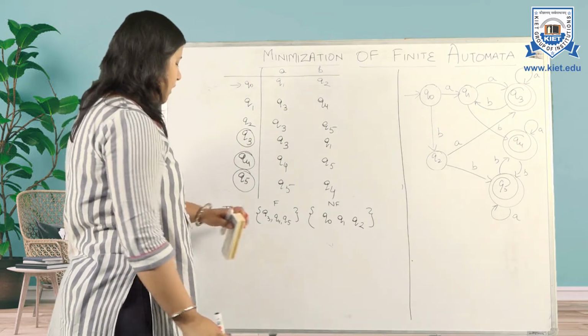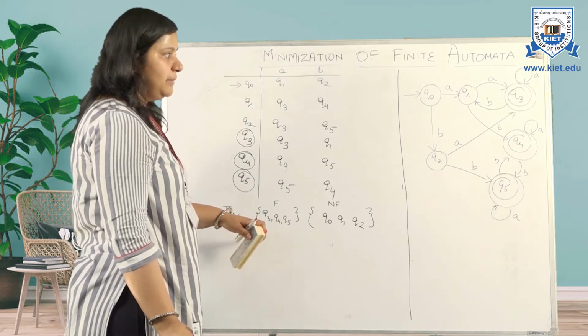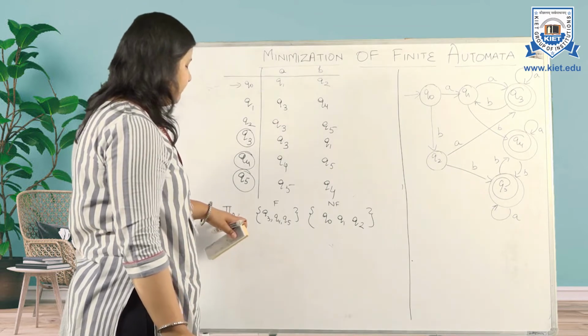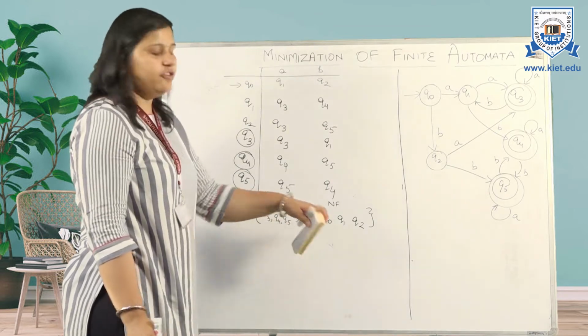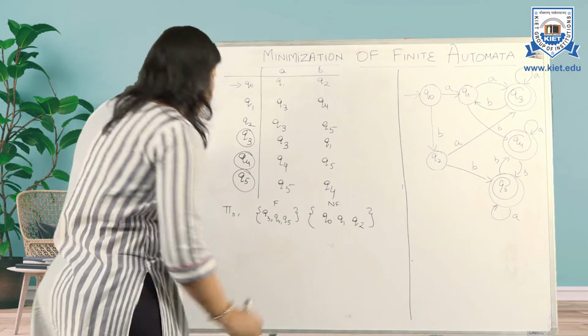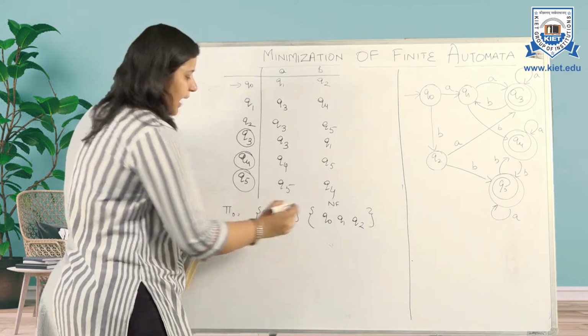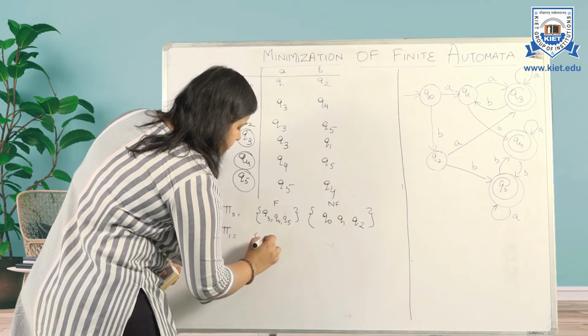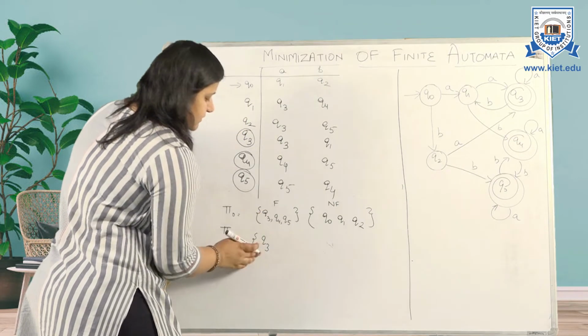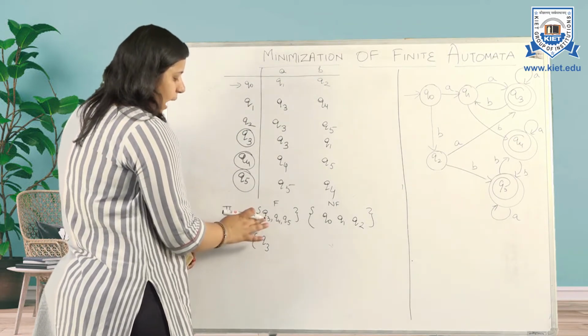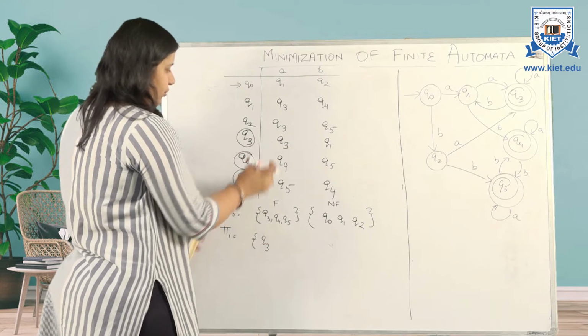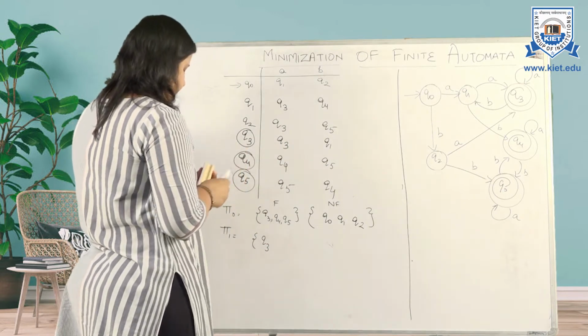Now, how will we do the minimization process? We first make the final and non-final sets. After that, we will make pi 1. First I am writing Q3 from this. Now I am comparing Q3 with Q4. Compare Q3 and Q4.